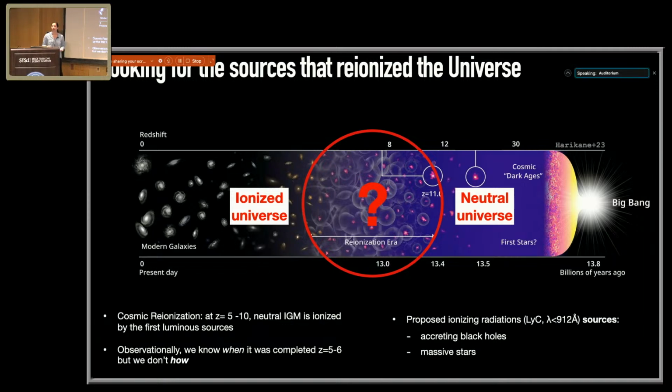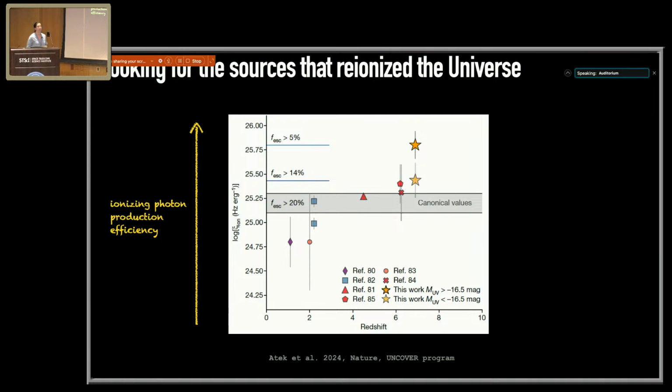Low mass, high mass? Thanks to JWST, we are now getting more and more observations of galaxies within this epoch, and we also get exquisite details about those galaxies. What we know from those observations is that they are emitting tremendous amounts of ionizing photons, and this is illustrated by the recent work by Atek et al. 2024, where we see that high-redshift galaxies indeed have very high ionizing photon production efficiency, actually higher than the canonical values at those epochs.